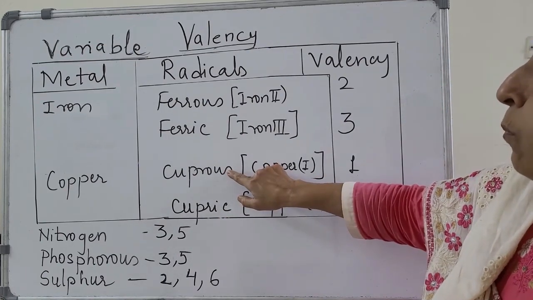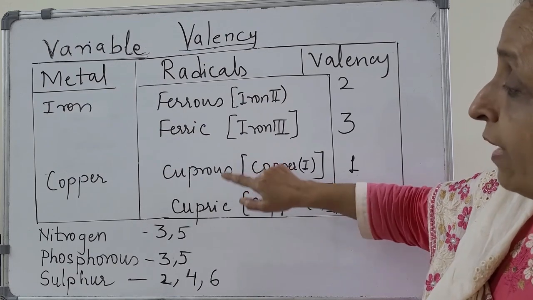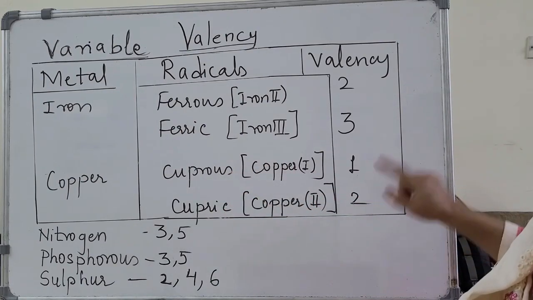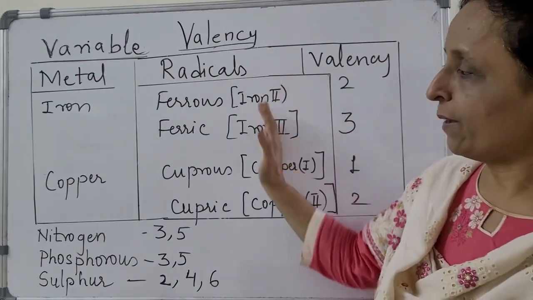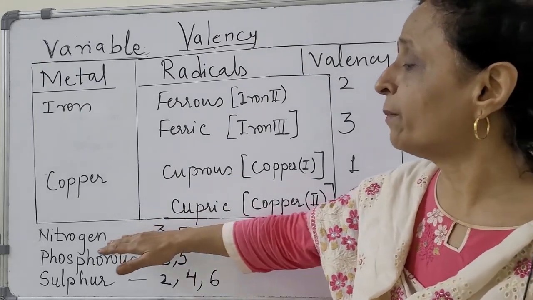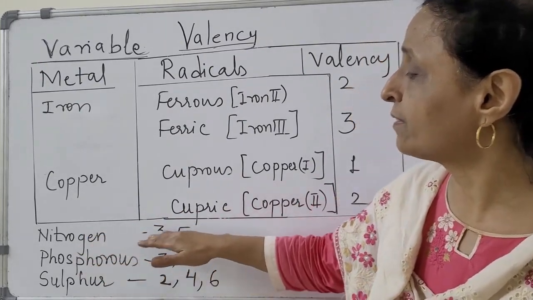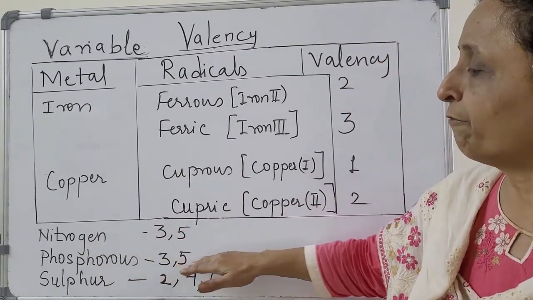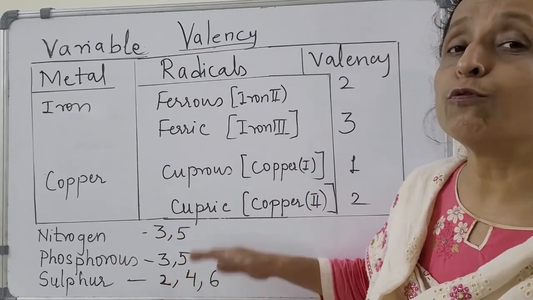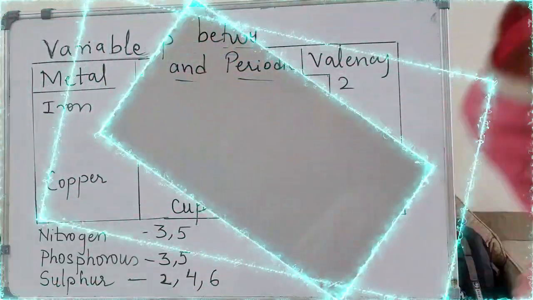So it becomes cuprous when it has got lower valency and becomes cupric when it has got higher valency. So this is for the metals. Now even the non-metals have variable valency. Nitrogen, phosphorus, they have variable valency 3 and 5. And sulfur has got the valency 2, 4, 6.